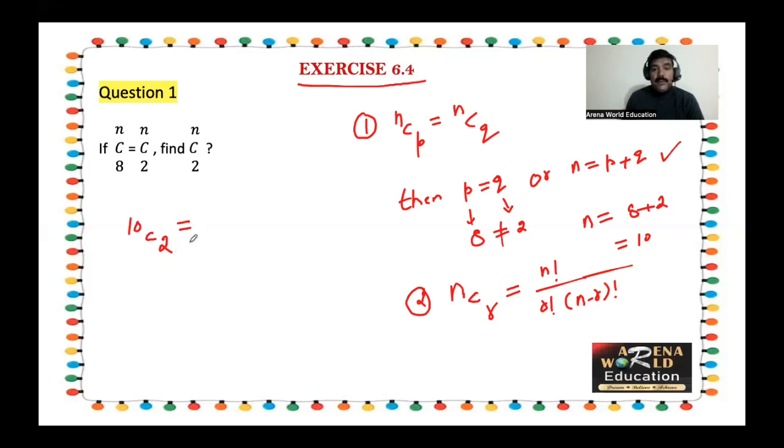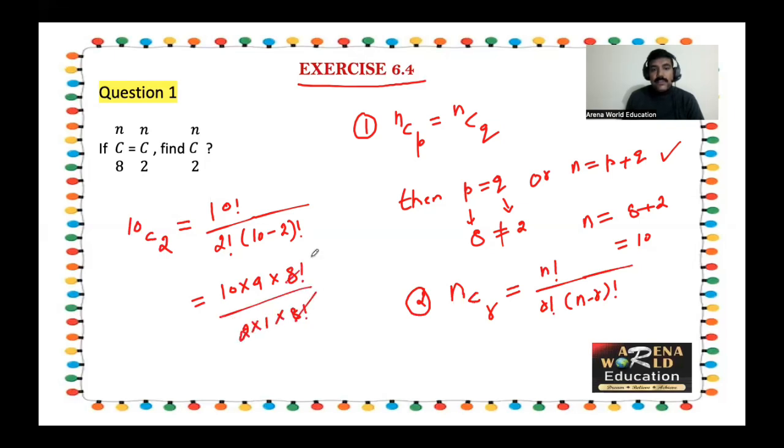So 10C2, n is 10, so it will be 10 factorial divided by 2 factorial, and 10 minus 2 whole factorial. And this will be 10 factorial, 10 minus 2 will be 8 factorial. So directly I'm writing 10 into 9 into 8 factorial, 2 factorial will be 2 into 1, and this will be 8 factorial. So this will be gone. We are left with 10 into 9 divided by 2, it will be 45. So nC2 is equal to 45, right?